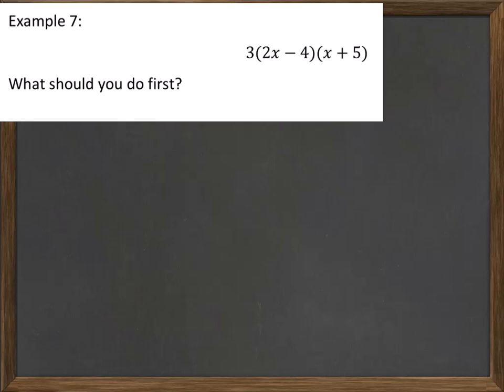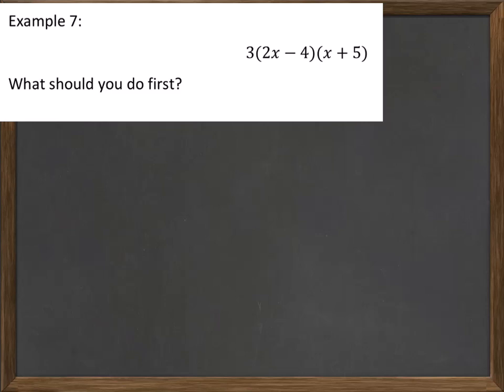All right, this example is kind of interesting, right? Because we have a binomial, but we also have a constant on the outside. So I want you to think about what you would do first. Pause the video, make a mental note or write it down on your paper, and then unpause the video to see what I say.